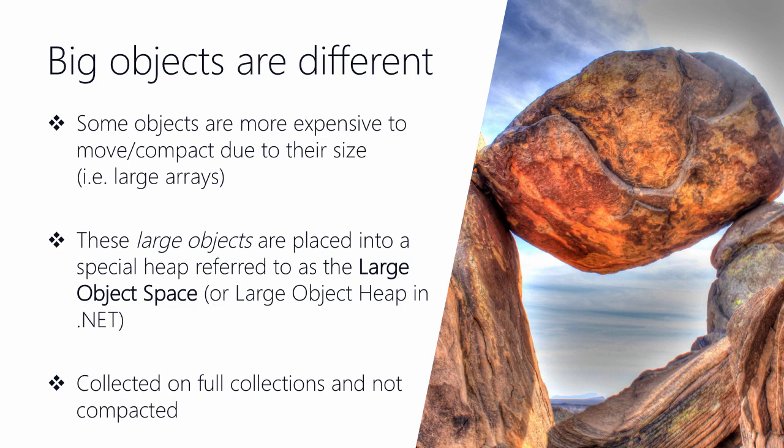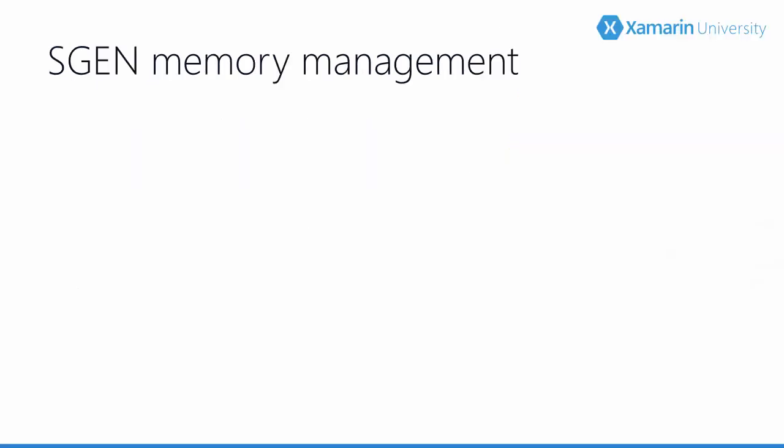We collect the large object space on full collections. And so anytime that we do a full collect of the system, the large object space is scanned and the system will automatically throw away pages that are no longer in use. So that brings us to what do the memory segments actually look like.